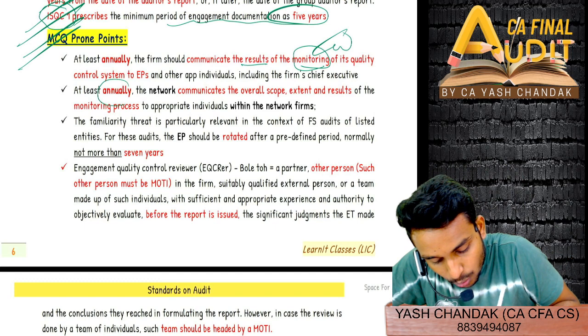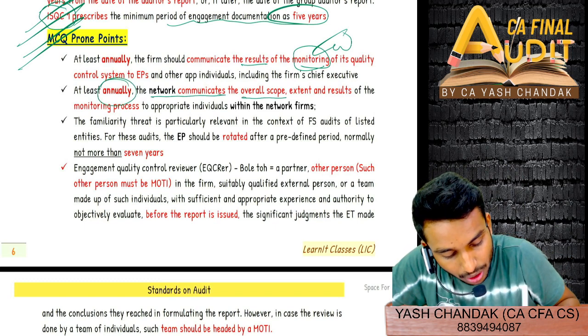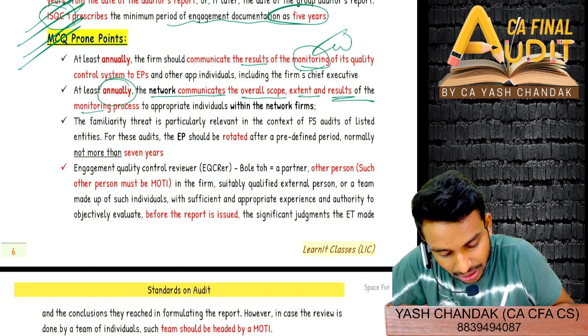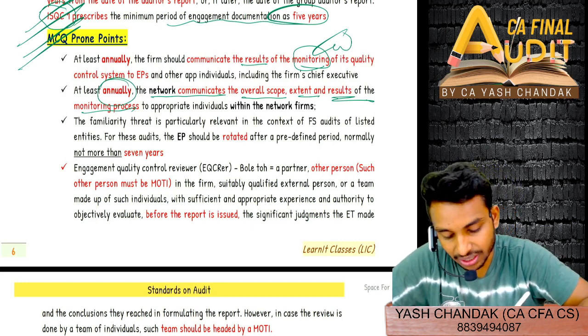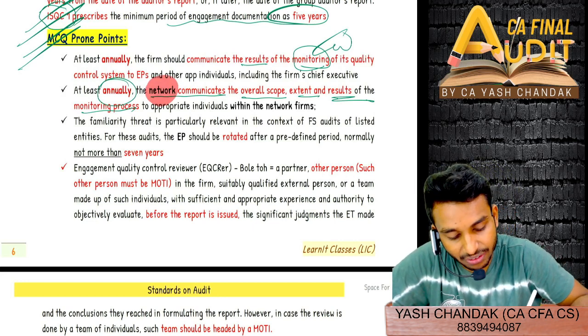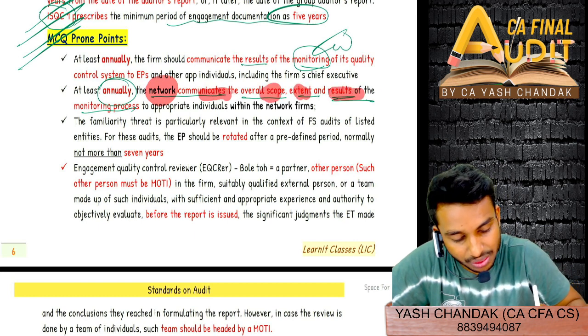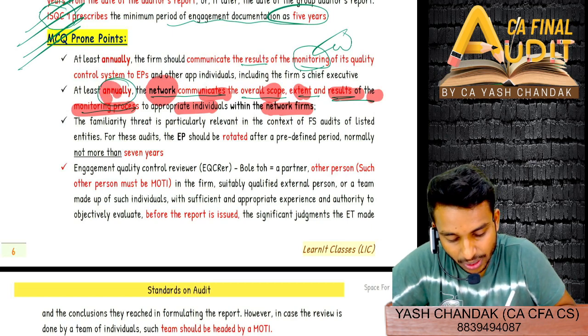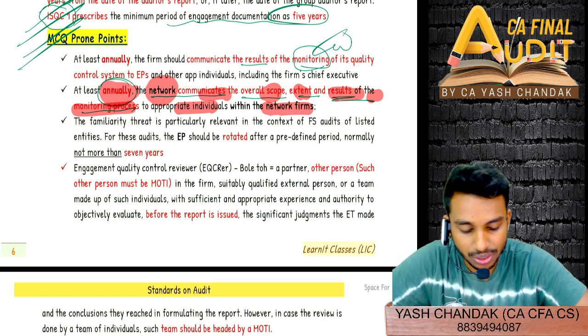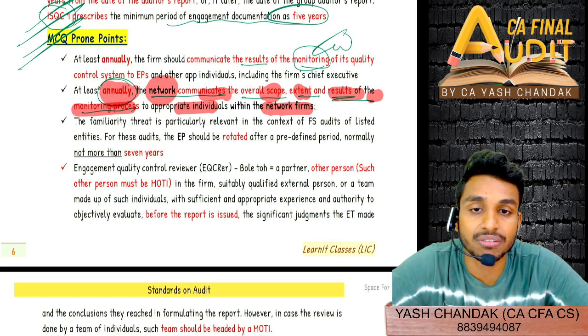Then at least annually the network communicates the overall scope, extent and results of the monitoring process to appropriate individuals within the network firms. The entire network has to communicate. So annually, the firm also has to do it, and the same has to be done by the network as well.